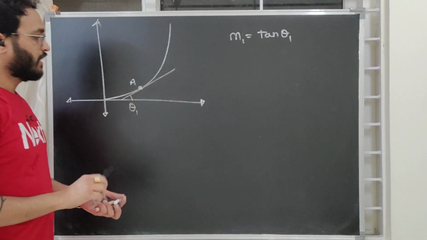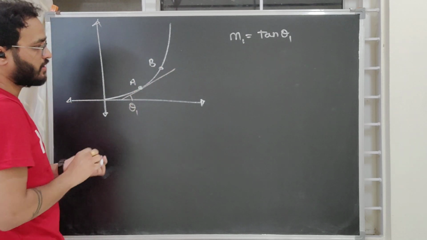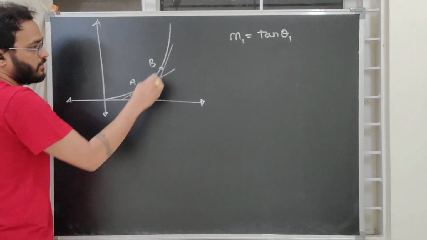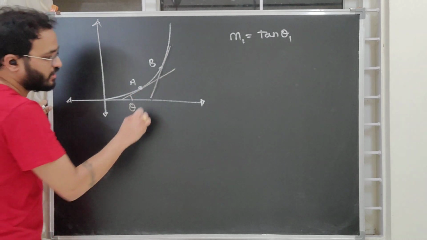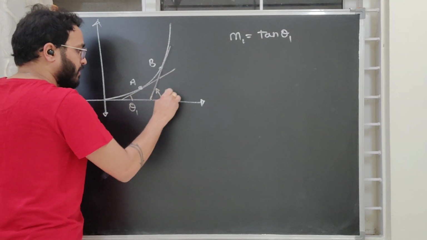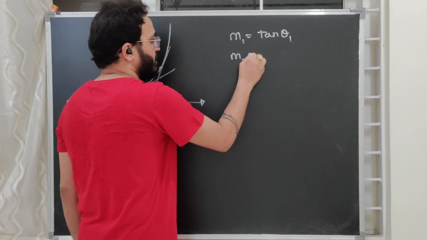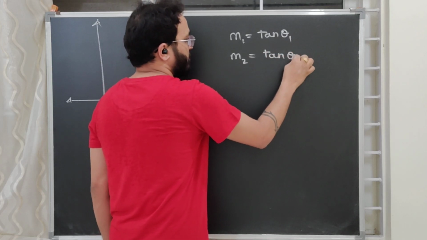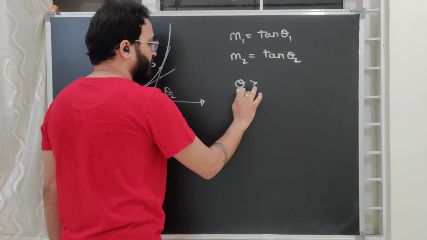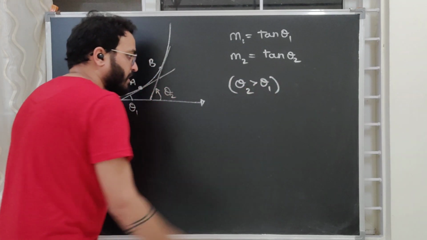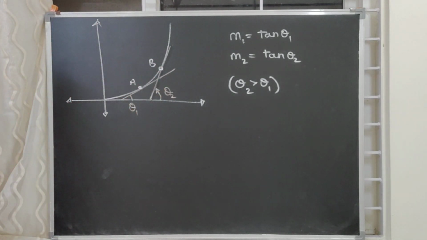Can you see that? Now, if you go to another point, if you go to point B, what is the slope here? You will say, sir, no problem. Just draw a tangent here, right? This angle will be theta 2. Now, again, what is the slope at B? You will say, sir, m2 is the slope, which is equal to tan theta 2. Clear? Can you see that theta 2 is greater than theta 1? That means slope is not the same at both these points. Slope at A and slope at B are different.